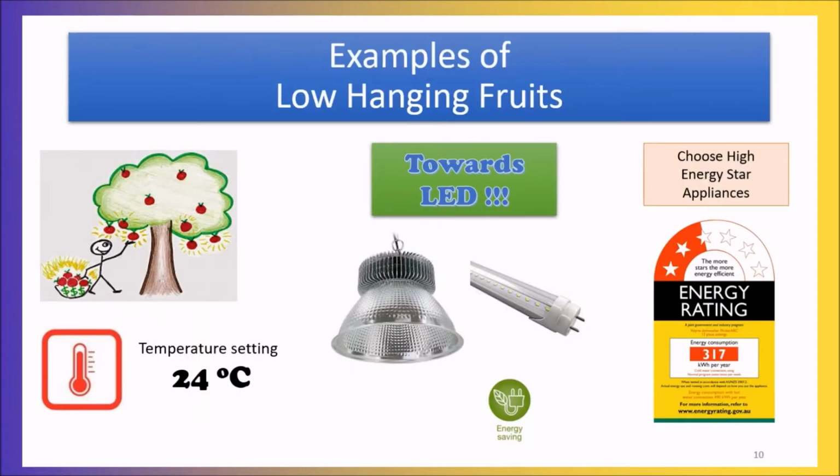And these are examples of low-hanging fruits. For example, you can set the temperature of your air conditioning system to not lower than 24 degrees Celsius. You can change the existing fluorescent tubes or incandescent light bulbs to LED. And choose high Energy Star appliances, which are energy saving appliances.